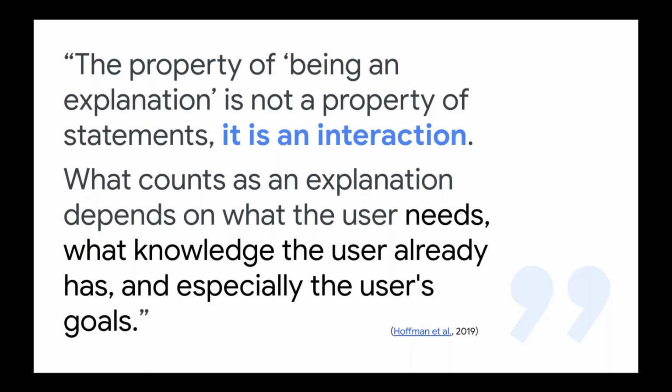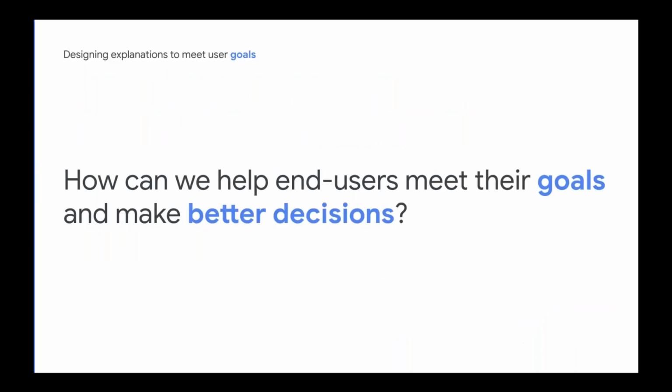So I'm going to talk a little bit about the UX of this and maybe some things to help think about it. There's this really great quote that I love, and it says, the property of being an explanation is not a property of statements, it's an interaction. What counts as an explanation depends on what the user needs, what knowledge the user already has, and especially the user's goals. And I think that just really sums up the types of things that you need to think about in presenting explanations.